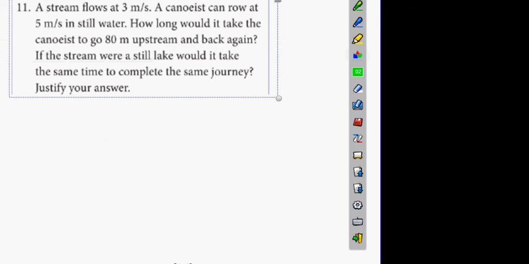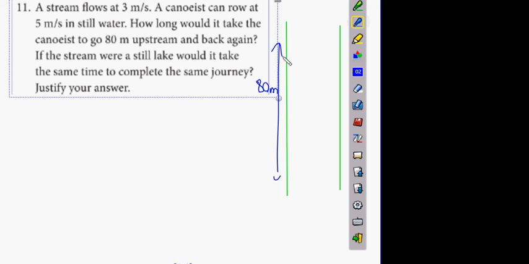Sorry guys, this one here is actually much easier than I let on. You're meant to go 80 meters upstream, it's really easy. You go 5 meters per second in still water, and the 3 meters per second is the water. This is you being the canoeist going 5 meters per second. Your combined speed is what? 8 meters per second. So it's 80 divided by 8, which equals 10 seconds. It's actually that easy, sorry about that.